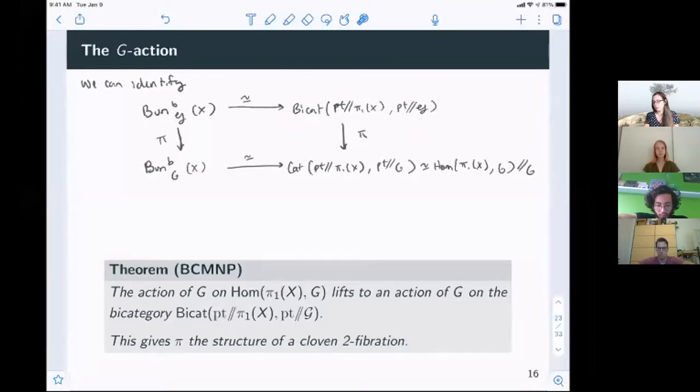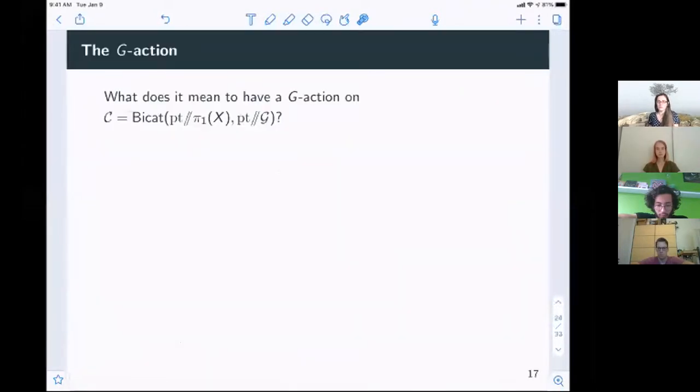Okay, so what exactly does it mean to have a G action on this bicategory? And for the sake of not having to write it over and over again, we're going to just call it C. So what that means is that for all g in our G, we need a, technically you might call it a pseudofunctor, but when you talk about functors of bicategories, people usually assume that you mean a pseudofunctor.